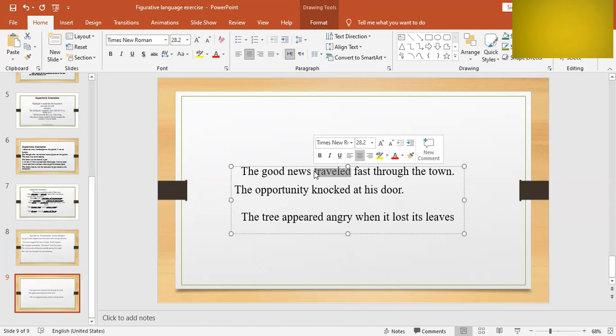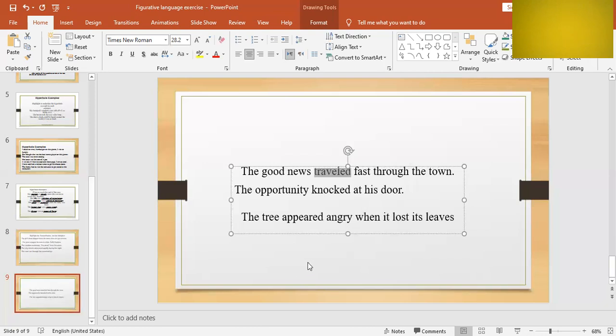Okay, the trees appeared angry when they lost their leaves. Trees cannot be angry. Only human beings or animals or birds can be angry. Living things can be angry, but not non-living things, which are trees. So it is personification and metaphor.